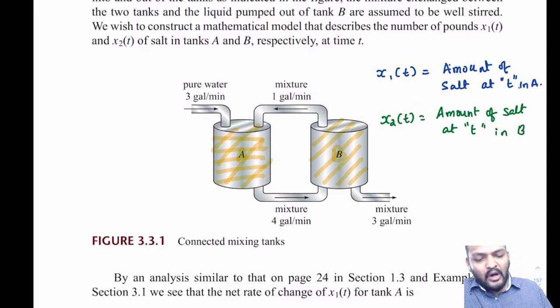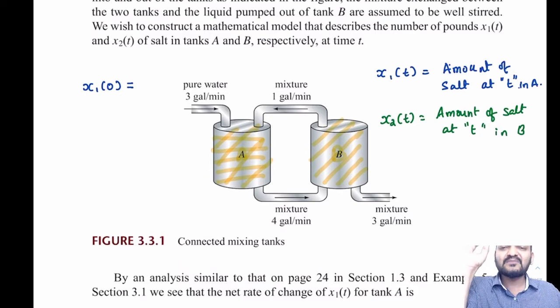Now, what can you say about x1 of 0? Can someone tell me what would be the x1 of 0? The amount of salt at time t equal to 0, the initial amount of salt in tank A. Can anyone say what would that be? 25 pounds, right? Very good. So I'm going to say that is 25.